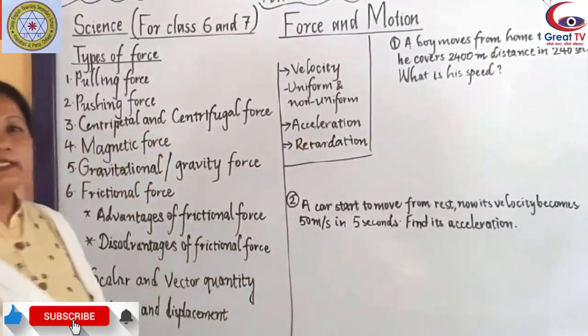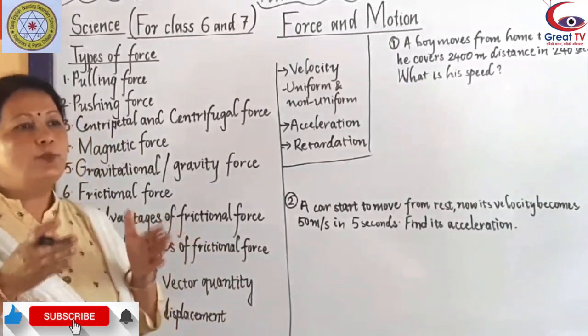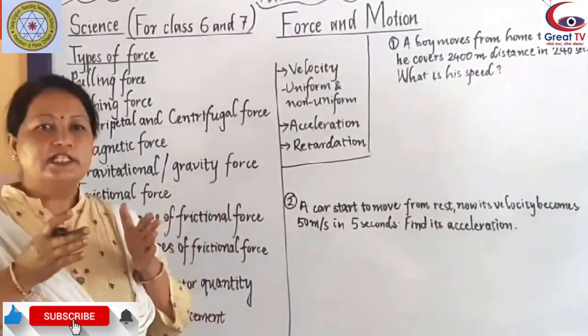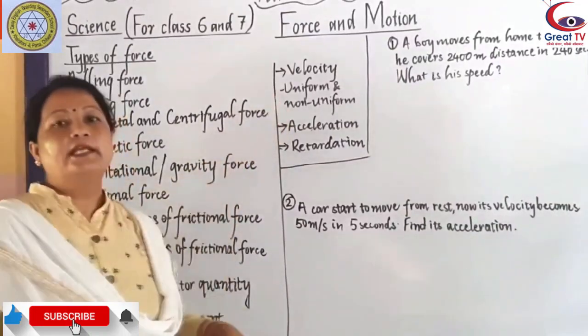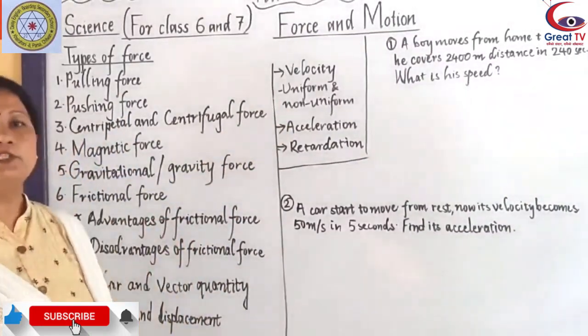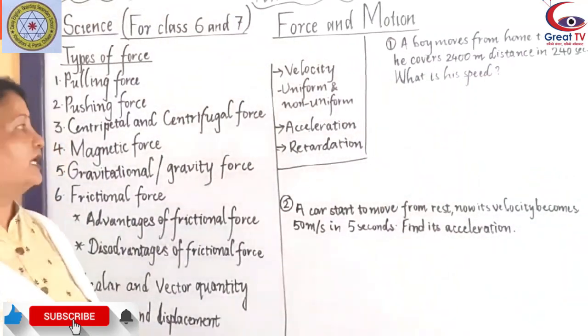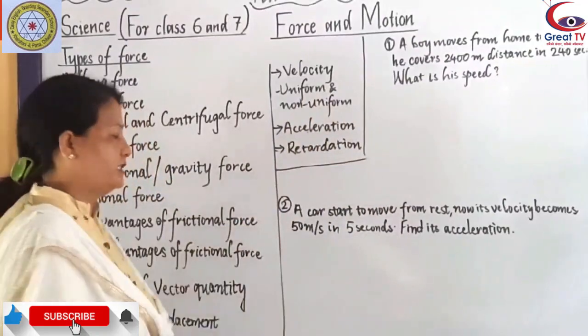Acceleration. Acceleration is the rate of change of velocity. When two bodies are moving with the same velocity, that is uniform velocity, the acceleration of that body will be zero because there is no change in velocity. So acceleration is the rate of change of velocity.